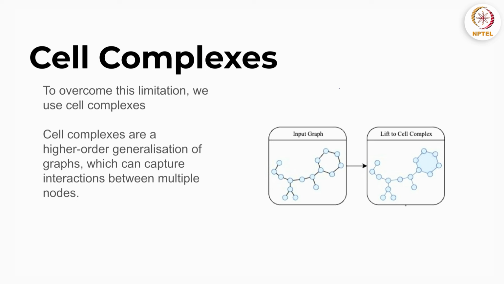So, as we said, the limitations of graphs are pairwise interactions. To overcome this limitation, we use a higher order generalization of graphs, which are called cell complexes. A very easy way to think about them is, for example, let's say you have the benzene here, and what we will do is we'll think of it like a shape. Think of it like a hexagon.